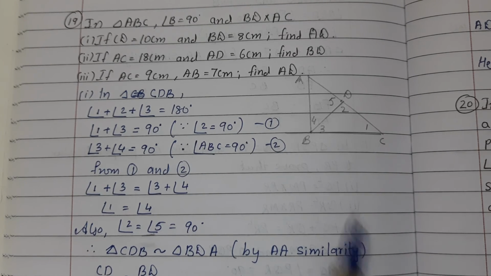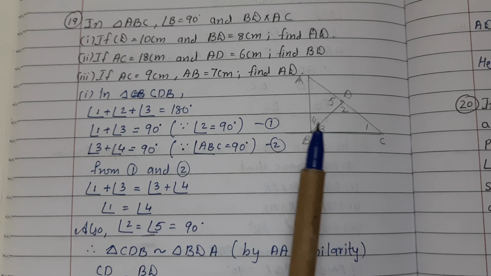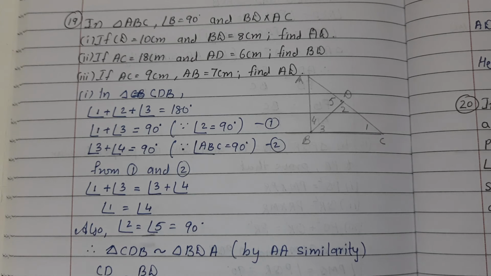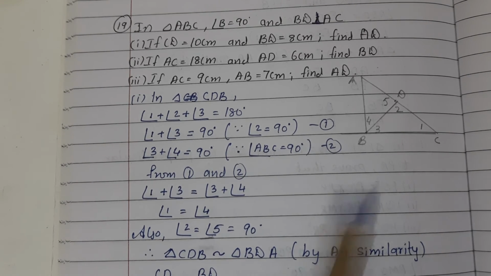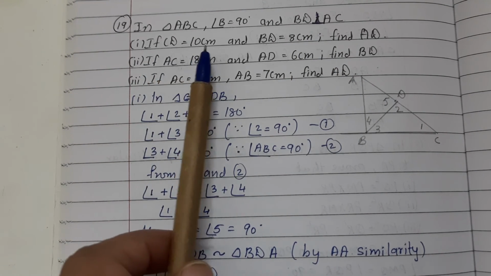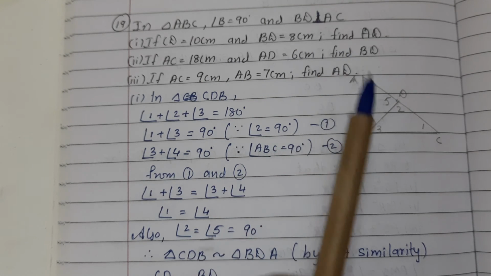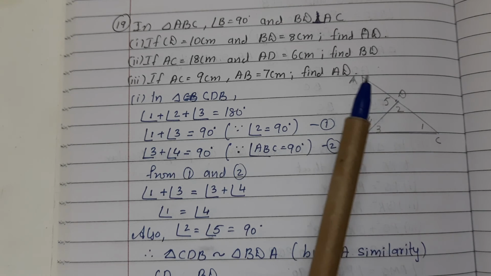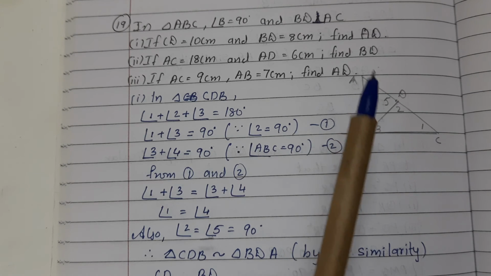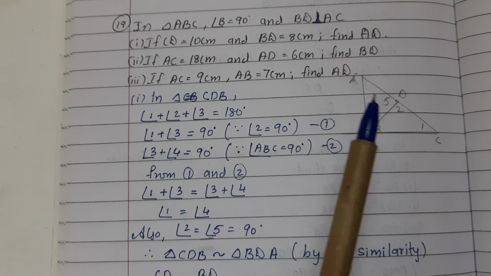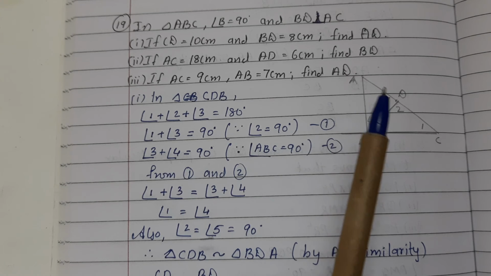Sum number 19. In triangle ABC, angle B is 90 degree and BD is perpendicular to AC. First part, if CD is 10 cm and BD is 8 cm, find AD. Second part, if AC is 18 cm, AD is 6 cm, find BD. Third part, if AC is 9 cm, AB is 7 cm, find AD.